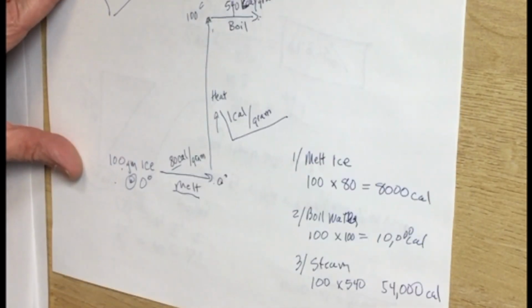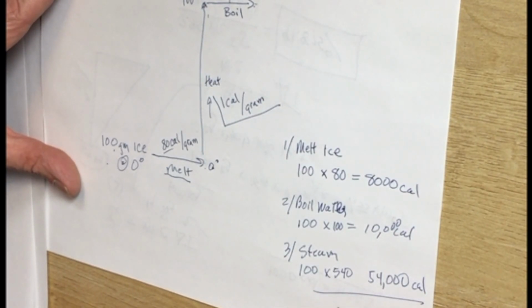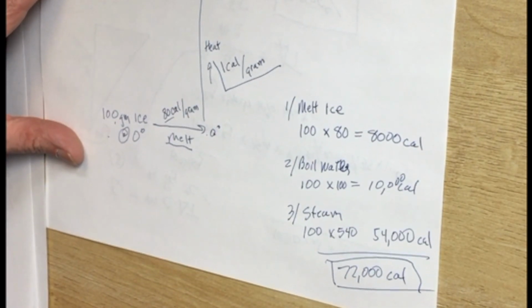So for our grand total, we've got 72,000 calories. That's how much it will take to do this whole operation. Now, when we boiled the ice cube, we had an unlimited amount of heat.